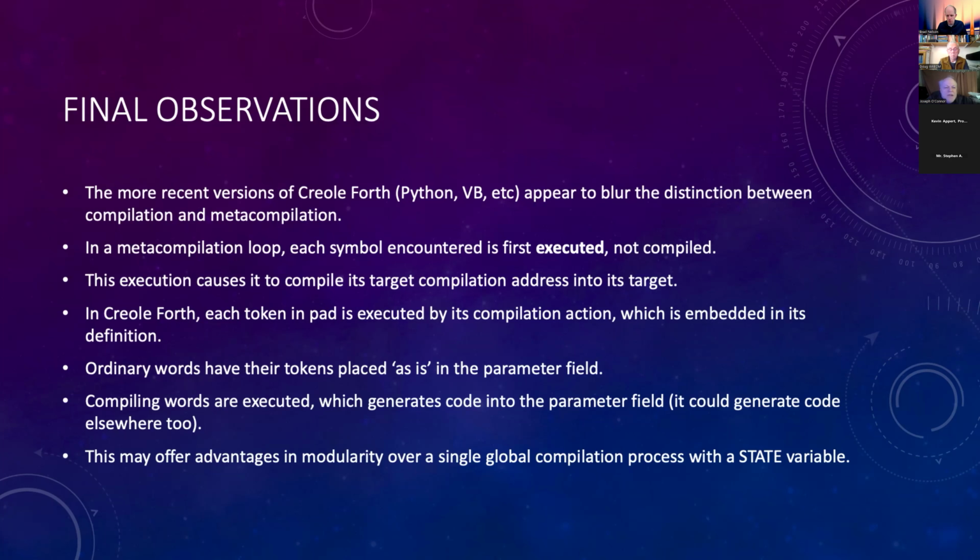Ordinary words have their tokens placed as is in the parameter field. So let's say the word hello, it has the token of 5. So that's just placed as is in the parameter field. Compiling words are executed, which generates code into the parameter field. In principle, it could generate code anywhere. So this setup may offer advantages in modularity over a single global compilation process with a state variable.